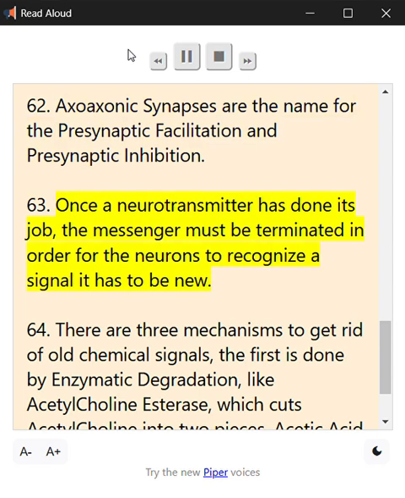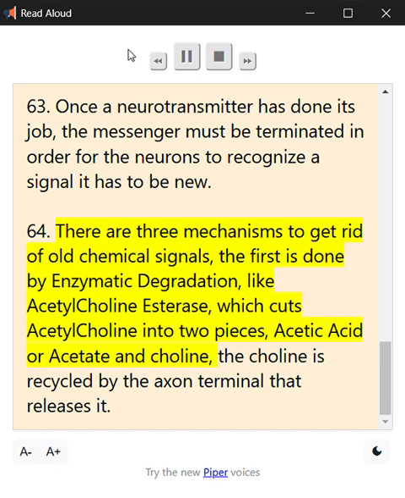63. Once a neurotransmitter has done its job, the messenger must be terminated in order for the neurons to recognize that a signal has to be new. 64. There are three mechanisms to get rid of old chemical signals. The first is enzymatic degradation, like acetylcholinesterase, which cuts acetylcholine into two pieces, acetic acid or acetate and choline. The choline is recycled by the axon terminal that releases it.